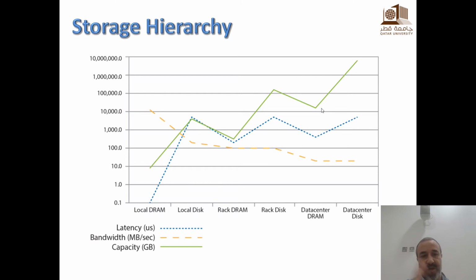Here are some charts about the performance of these units. As we move towards the right, you will see the local RAM, local disk. Of course, local disk has more capacity, which is the size of the data that it can take. So the disk is always higher than the RAM, and as we move towards the rack and the data center, the capacity increases.